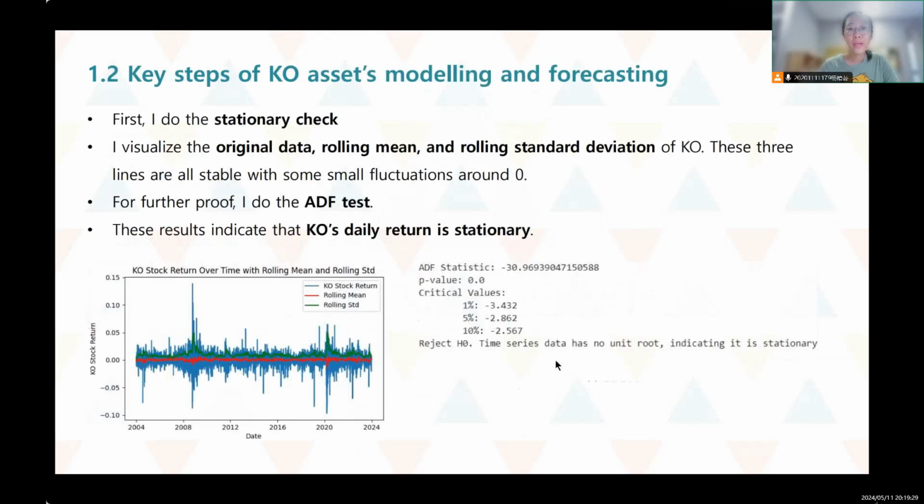Here are the key steps of KO asset modeling and forecasting. First, I do the stationarity check. I visualize the original data, rolling mean and rolling standard deviation of KO. These three lines are all stable with some small fluctuations around zero. For further proof, I do the ADF test. These results indicate that KO's daily return is stationary.